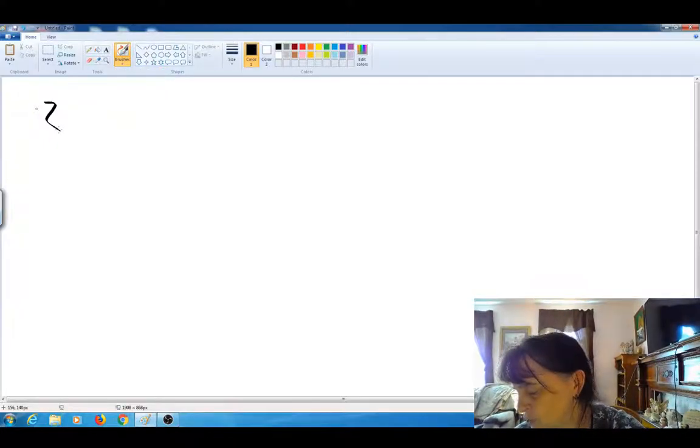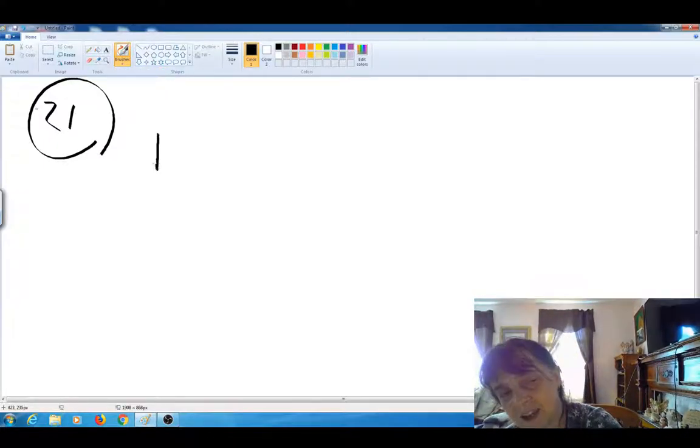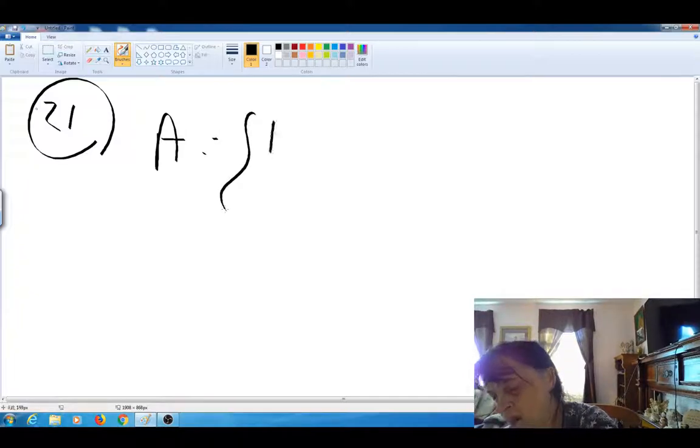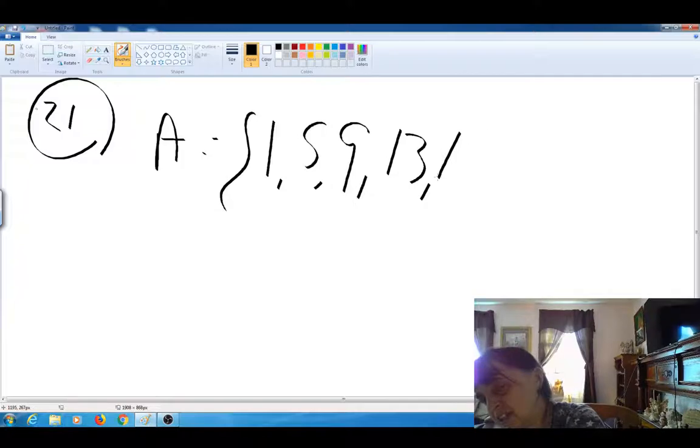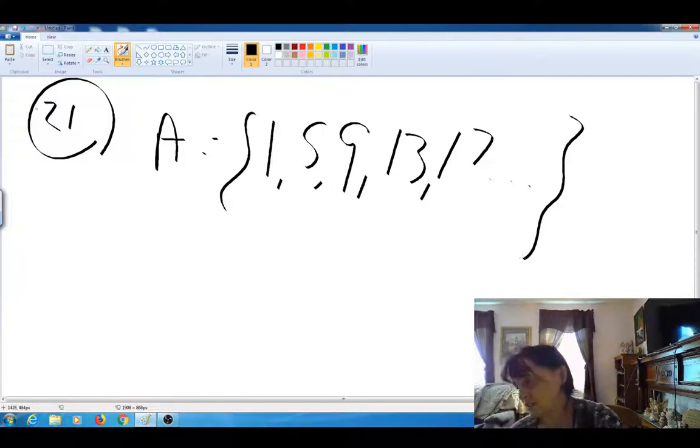Okay, number 21. A equals 1, 5, 9, 13, 17, and so on. That's what kind of sequence? To get from one number to the next, you're adding 4. If you add the same number to every term, it's called an arithmetic sequence.